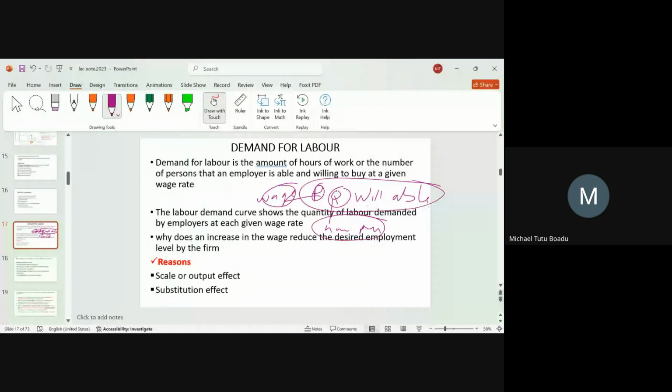That is the definition of demand for labor. So the amount of hours of work or the number of persons an employer is able and willing to hire, the buyer, you can say hire, is willing and able to hire at a given wage rate. Instead of saying at a given price, it is at a given wage rate. Is willing and able to buy. If you are buying, it means you are hiring. So that is the definition for labor demand.